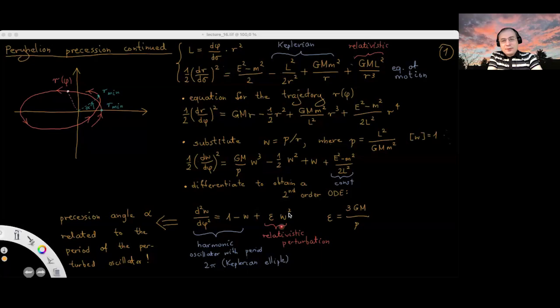So without this perturbing term, epsilon, this is exactly the counterpart of this term over here. This is a harmonic oscillator with period 2 pi with a constant driving term. And then we've got a perturbation, which is equal to W squared, scaled by the ratio between GM, pretty much the Schwarzschild radius, and P, which is a quantity which measures roughly the size of this ellipse.